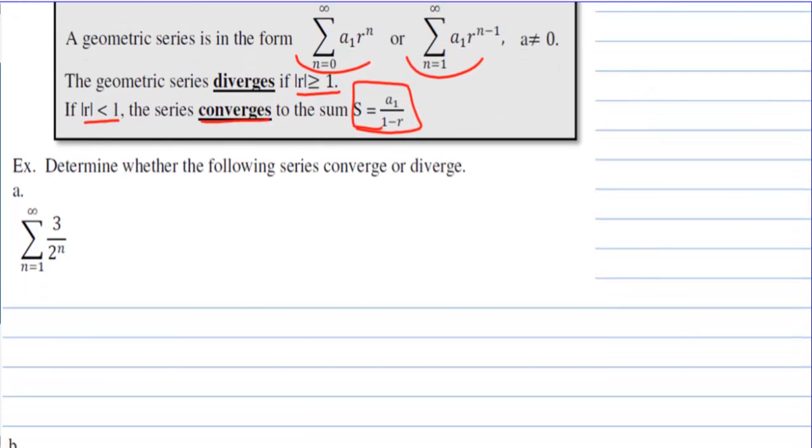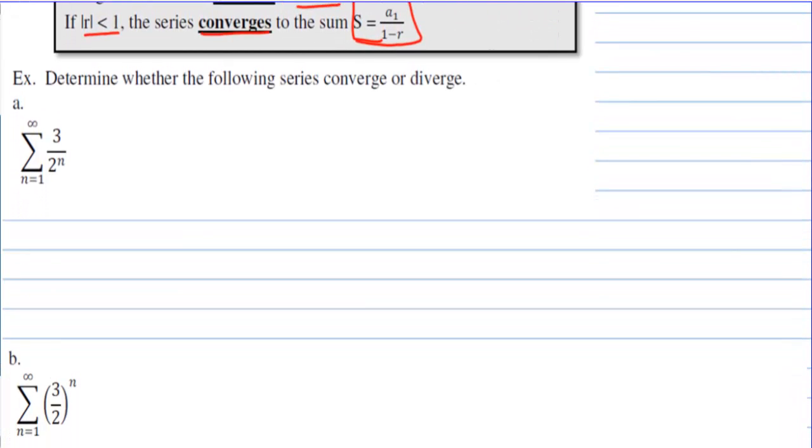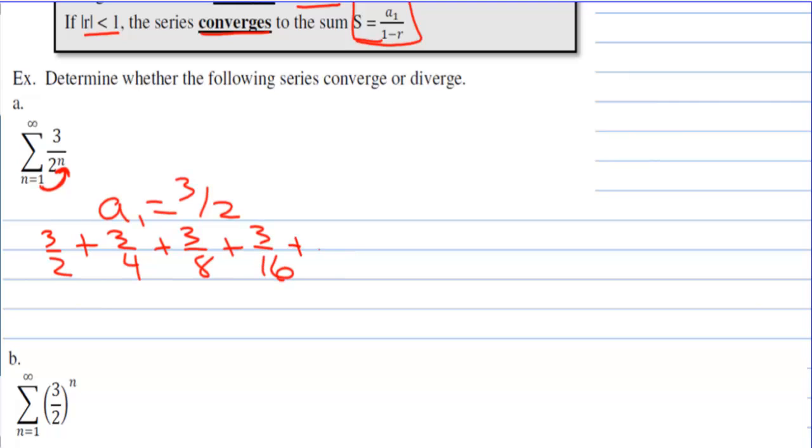Example, determine whether the following series converges or diverges. This is a geometric series. A sub 1 is, well, when we plug 1 in here, we get 3/2. And then the next one, so 3/2 is a sub 1. Then if we plug 2 in, we get 3 over 4, then 3 over 8, then 3 over 16, and keep going. We're actually multiplying by 1/2, which is less than 1.